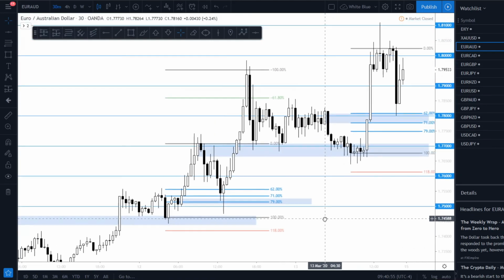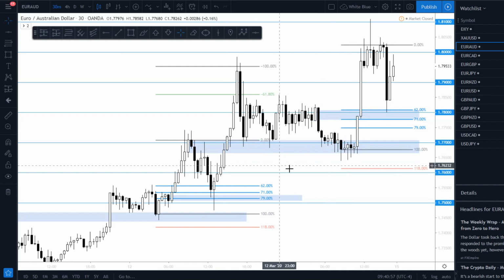But yeah, that's kind of the strategy just on Euro AUD. So right there you've got from the 12th of March to the 14th of March, 2 setups right there that are both in profit.